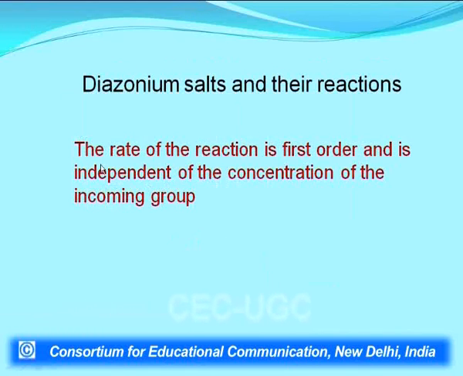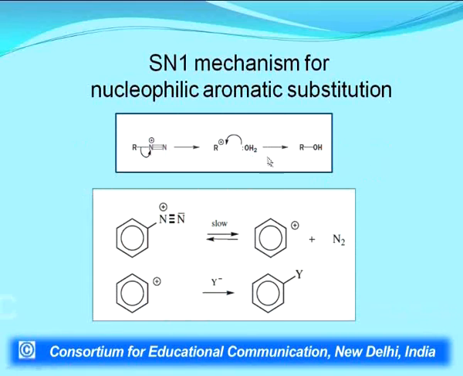Now, in this case, the rate of the reaction is first order and is independent of the concentration of the incoming group, which means the rate depends only on the concentration of the diazonium salt. That is one observation, and based on this an SN1 type of mechanism is proposed. We call it the SN1 mechanism for nucleophilic aromatic substitution.